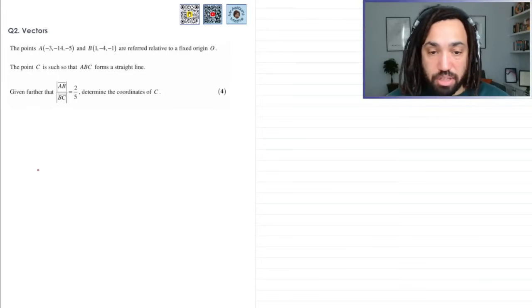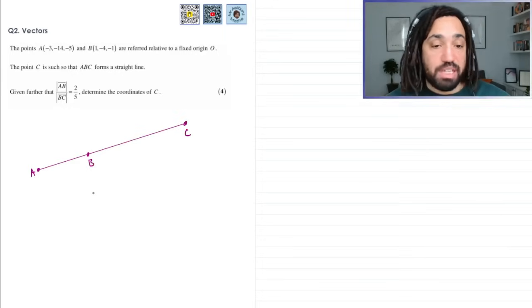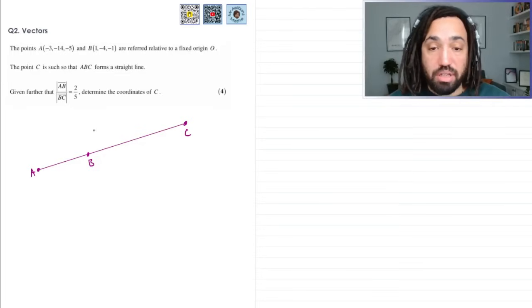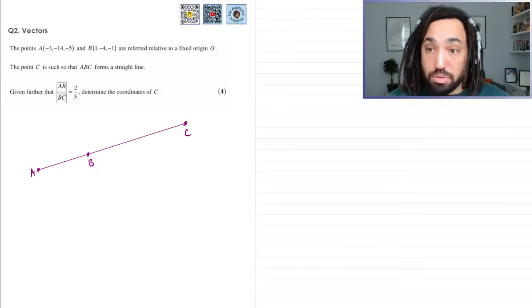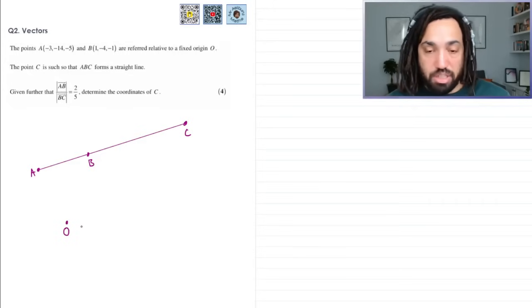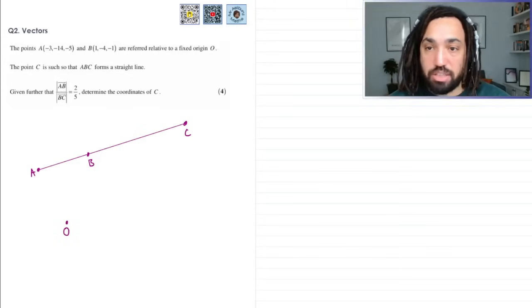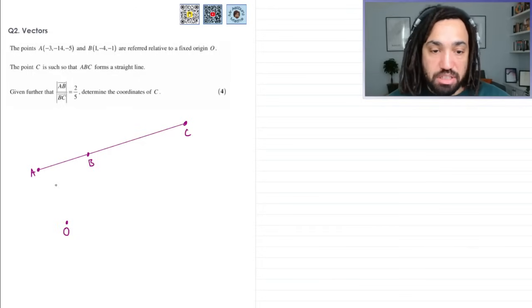So the first thing I'm going to do is draw a straight line. And we're going to have A there, let's say, B here, and C here. So all that matters is that they're on a straight line. And also, we're going to have the origin somewhere. Again, I'm not actually drawing this accurately, I'm just drawing a little picture to help us understand what's going on. Okay, so there's not much to take from here.